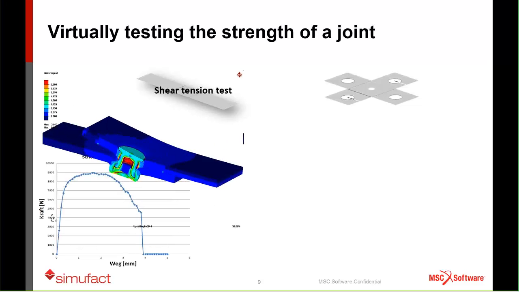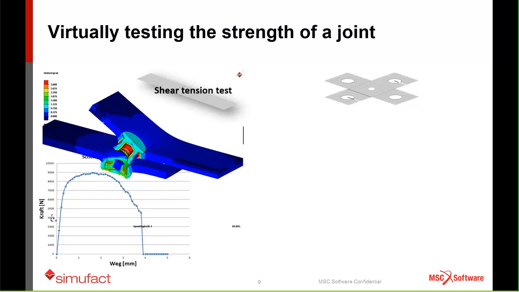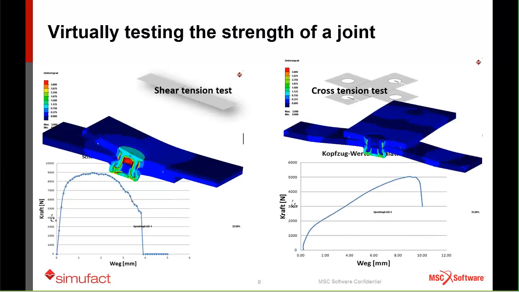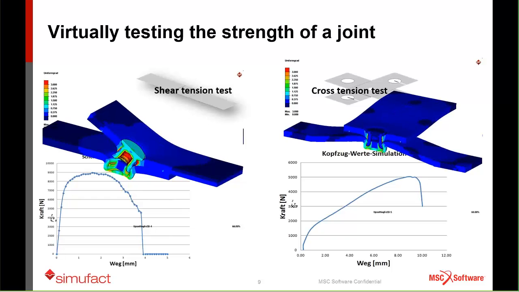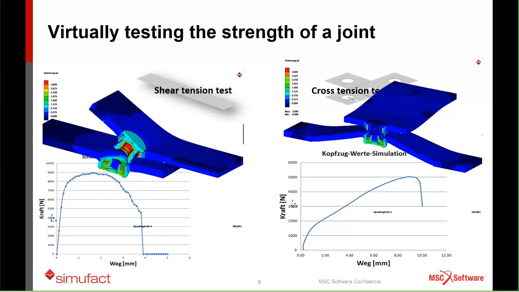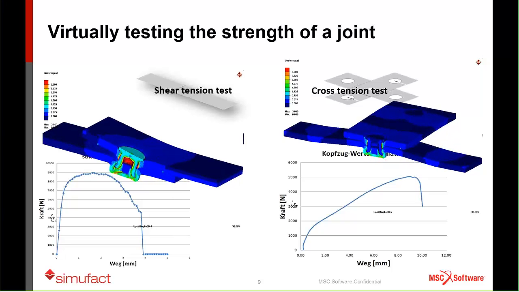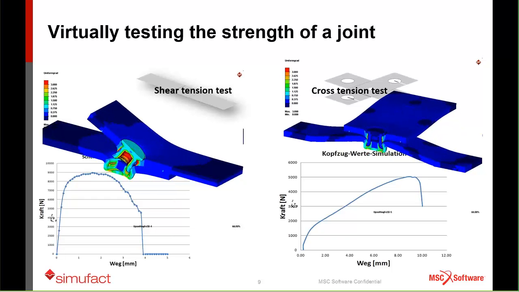Now, instead of just looking at the characteristics of the joint, like how is it shaped, how does it look, you can also simulate the strength. So you can do a shear tension test in the software, and you can then also do a cross tension test. So these are some of the tests that they do experimentally that can also be simulated. And then you have the force stroke curve that's shown here as well.